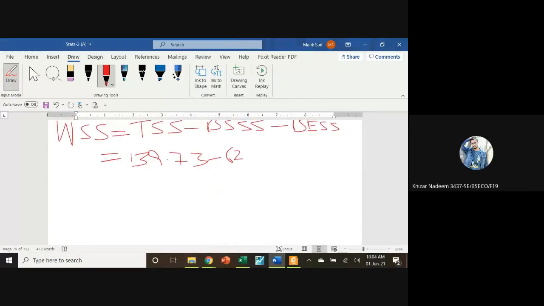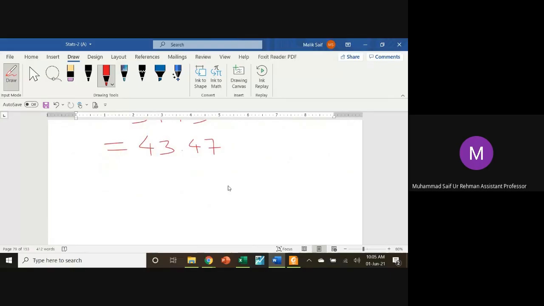Minus 62.53 gives 77.2, minus, what was the final value? 33.73. So the answer is 43.47. This is your error sum of square or within sum of squares.